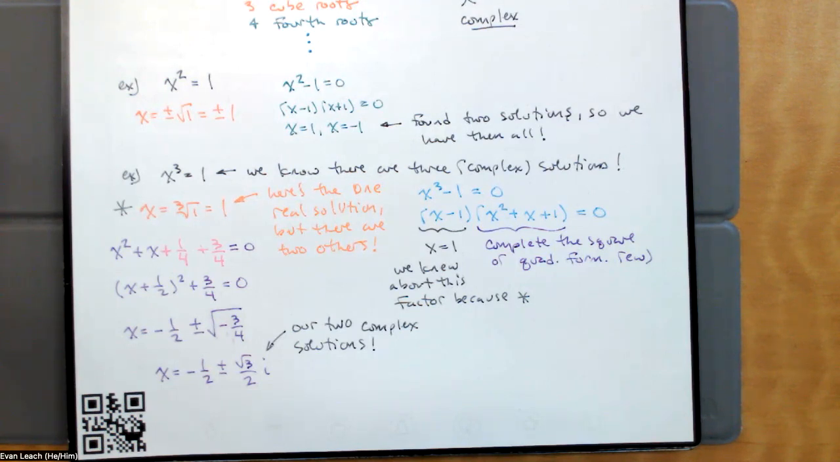Some more fun stuff. I don't know if fun is the right word, but I'm going to use it anyway. Some more fun stuff about these solutions. Complex solutions to polynomial equations with real coefficients always come in conjugate pairs, a plus or minus bi.